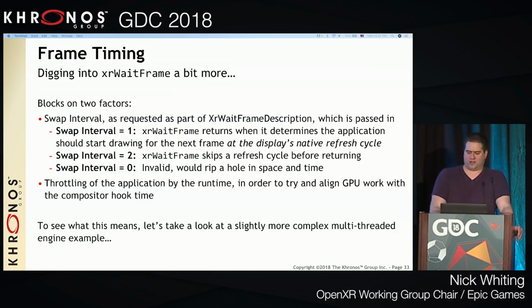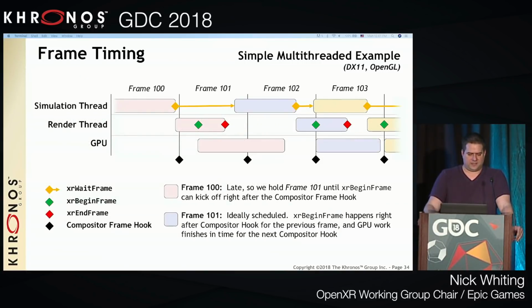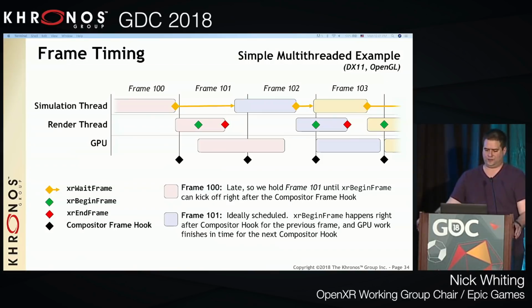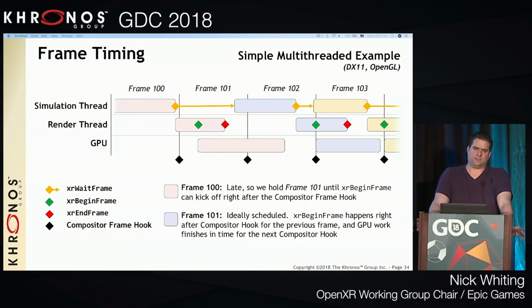In order to make it a little bit more concrete, let's look at a frame timing diagram. This is a very simple DirectX 11 or OpenGL style multi-threaded renderer that has a simulation thread that's responsible for updating the simulation of the game. It has a render thread which is responsible for generating a bunch of draw call commands and then sending them to the GPU.